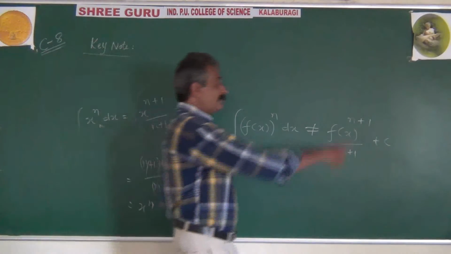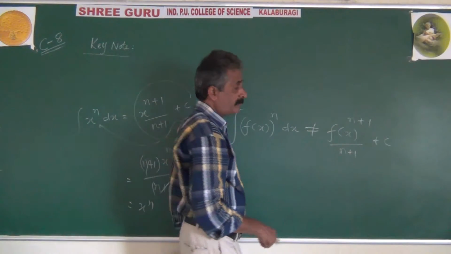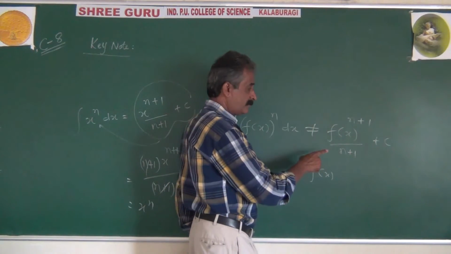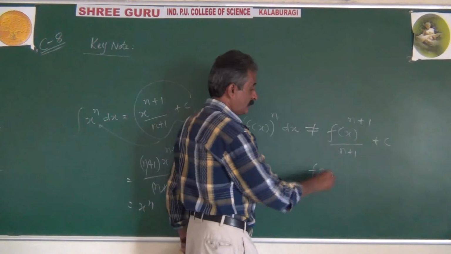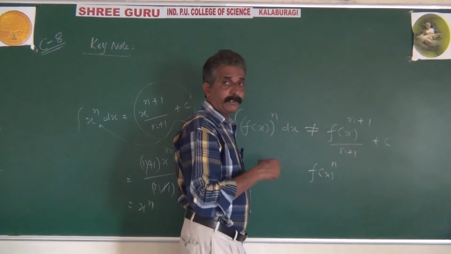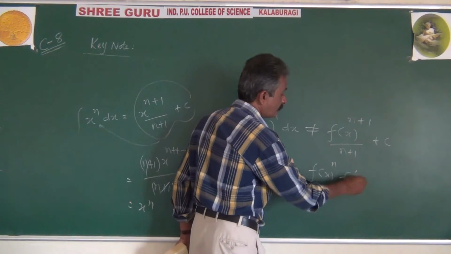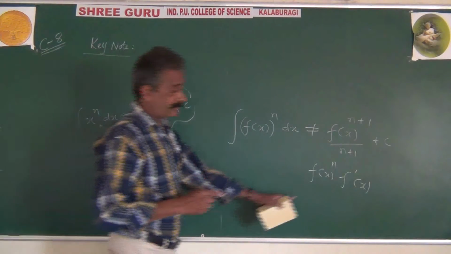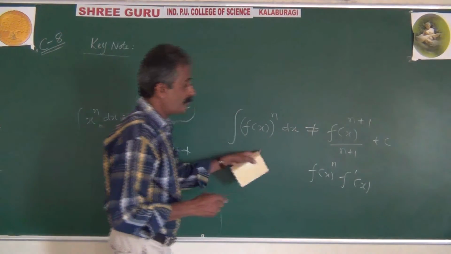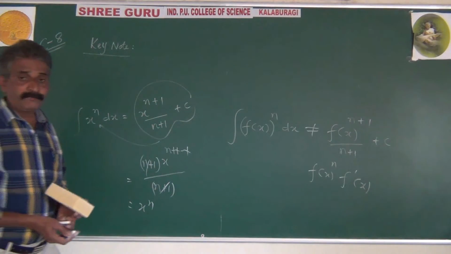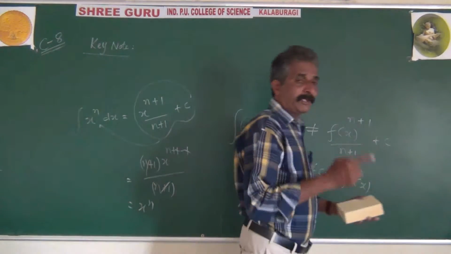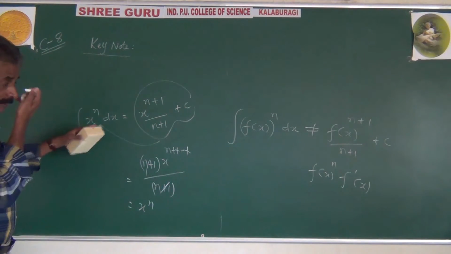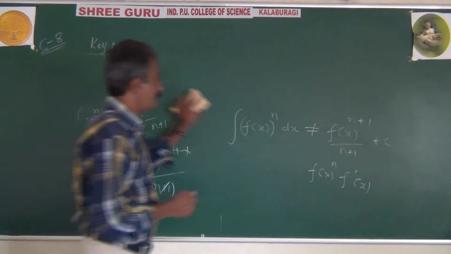Why? When this quantity is differentiated, what do we get after differentiation? f(x) power n plus 1 minus 1 and the n plus 1 cancel out. And not only f(x) power n, but into differentiation of f(x), which is f dash x. So there will be an additional term f dash x. That's why the integration of f(x) to the power of n never becomes f(x) power n plus 1 by n plus 1. However, it becomes so only when f(x) equals x to the power of n. That is the note I wanted to point out. Right.